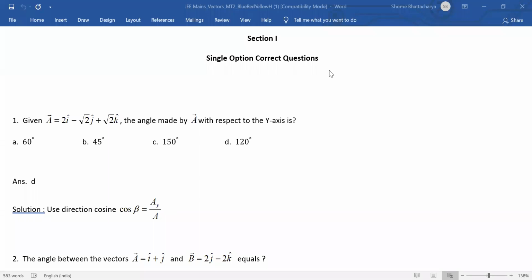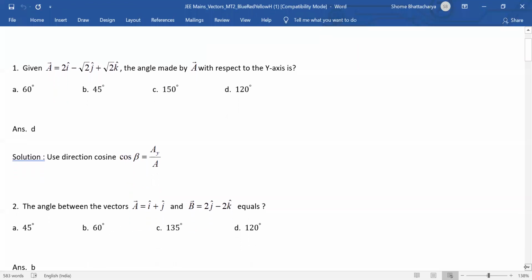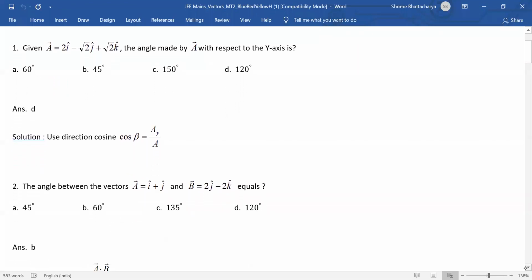Okay, so these are the questions from the major test 2, which are from vectors. Just go through this and tell me if you have a doubt in the first two questions. Okay, so the method is clear in both of them.